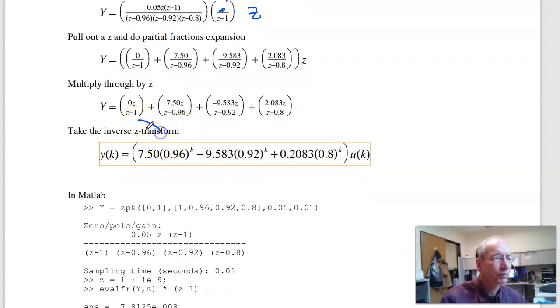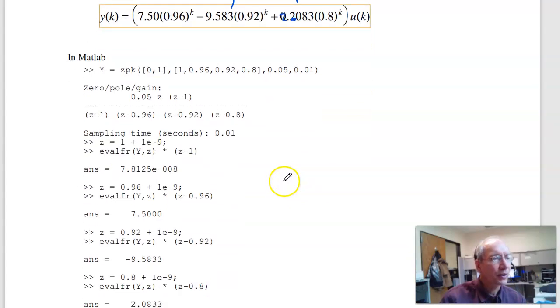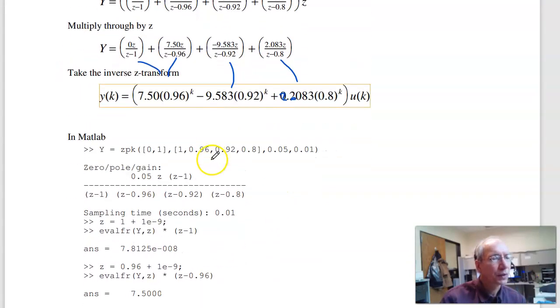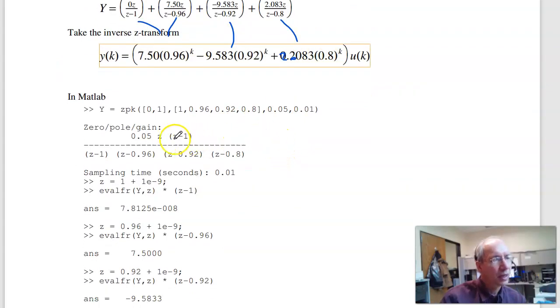This is 0. Ignore it. 7.5 times 0.96 to the k, minus 9.5, 0.92 to the k, plus 2.08, 0.8 to the k. That's a 2.08. In MATLAB, you can do that to find the partial fraction expansion. Here's your y of z, where I pulled out a z.